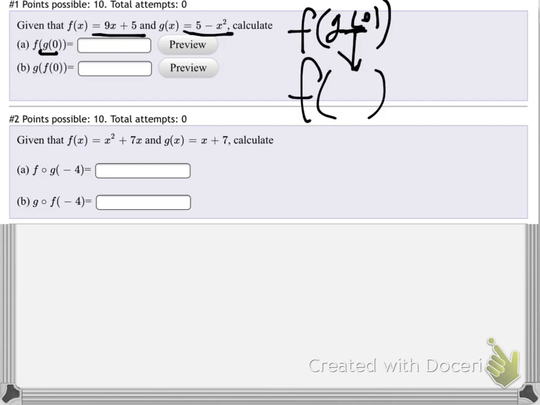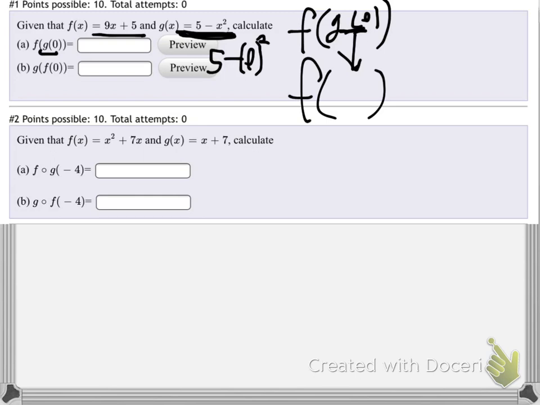And so g of 0, let's see how that goes. G of 0 is me plugging 0 into this g function. If I put a 0 in there, this would be 5 minus 0 squared. And so we could certainly write that. That would be 5 minus 0 squared. And 0 squared is 0, so it's just 5 minus nothing, which is 5.